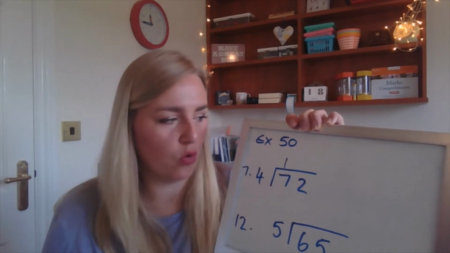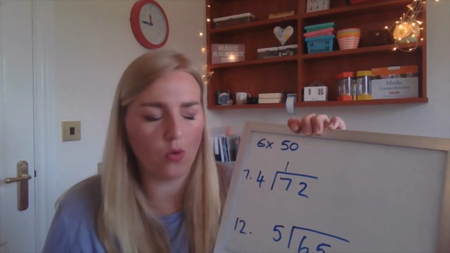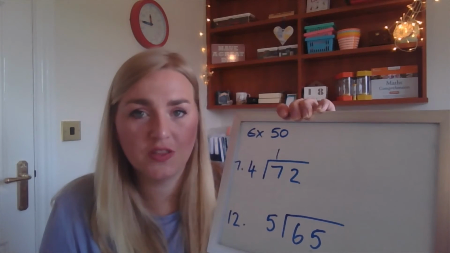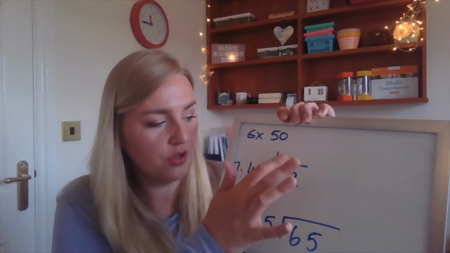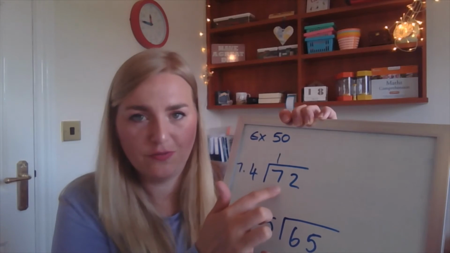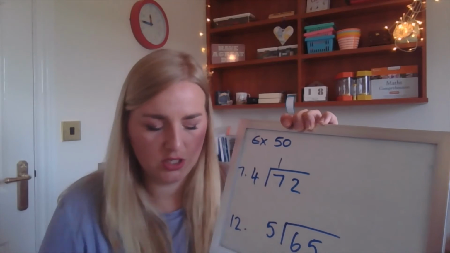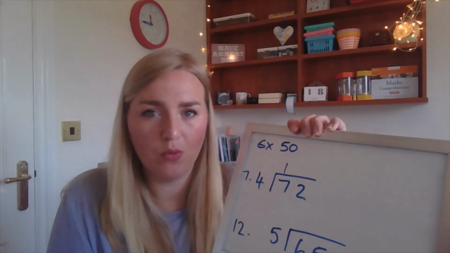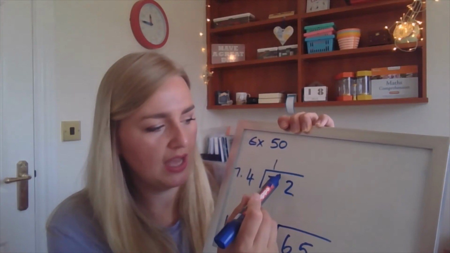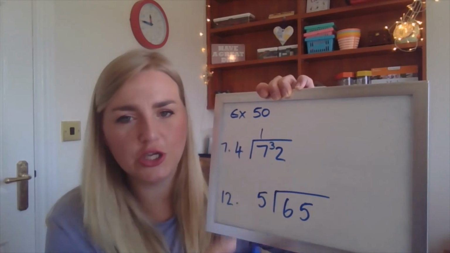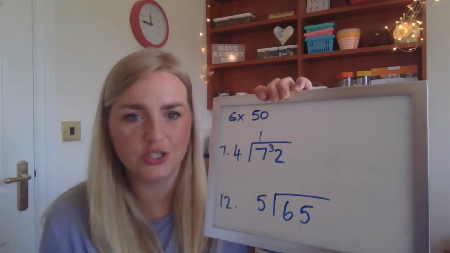That gets us to 4. 1 times 4 is 4. But we need to get to 7. So in order to do that, we need to do some carrying here. 1 times 4 is 4. We need to get to 7. So 4, 5, 6, 7. So we need to add on 3 more to get to 7. So those 3 we add on, we put into the next number. And now this is no longer 2, it's now 32.